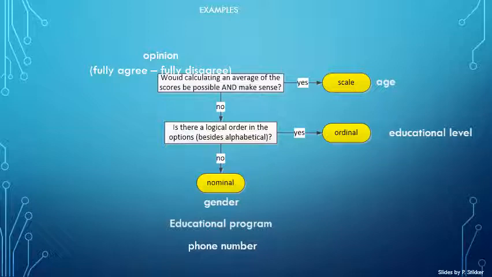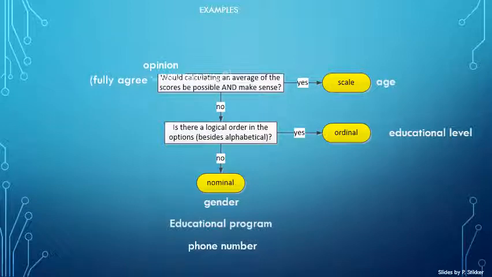If we ask people about their opinion, then it would not be possible to calculate an average, because how would you do fully agree plus agree divided by 2 equals what exactly? And how would you even add those up? In some cases, people would assign numbers to these, but for the measurement level, it's actually about the original underlying scale, so that would be this one. So the answer remains the same and is no.